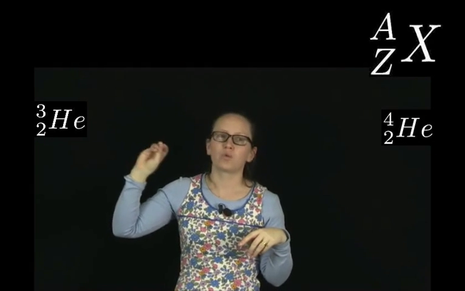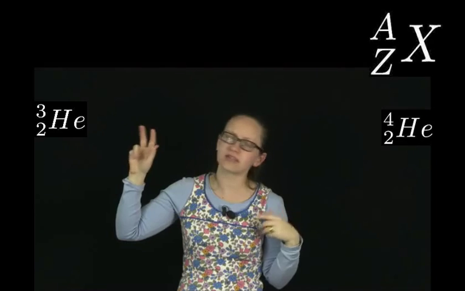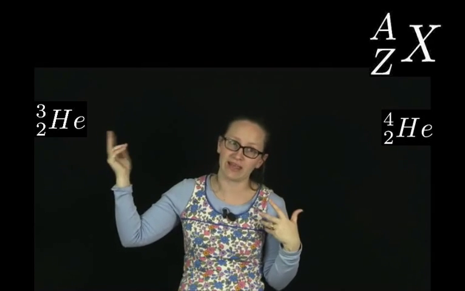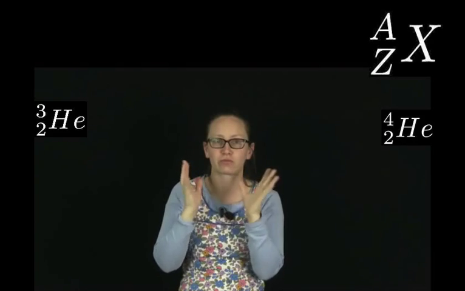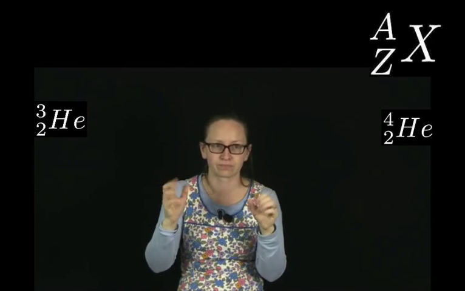So for example, 3,2He is a different isotope of helium. It's an isotope still with 2 protons. It has to have the 2 protons to still be helium, but in this case it's got 3 nucleons. So that means that it's got 1 neutron and 2 protons to give it the 3 nucleons.